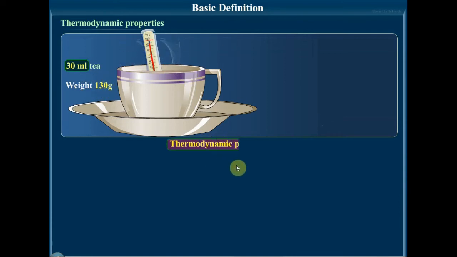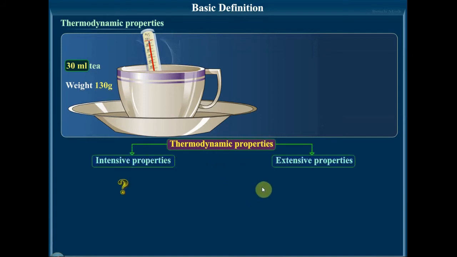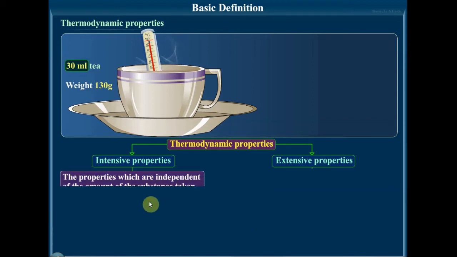Thermodynamic properties. There are two types of thermodynamic properties, that is intensive properties and extensive properties. What is an intensive property and what is an extensive property? That is what we are going to learn now. First we'll go to the intensive property. The properties which are independent of the amount of the substance taken are called intensive properties.